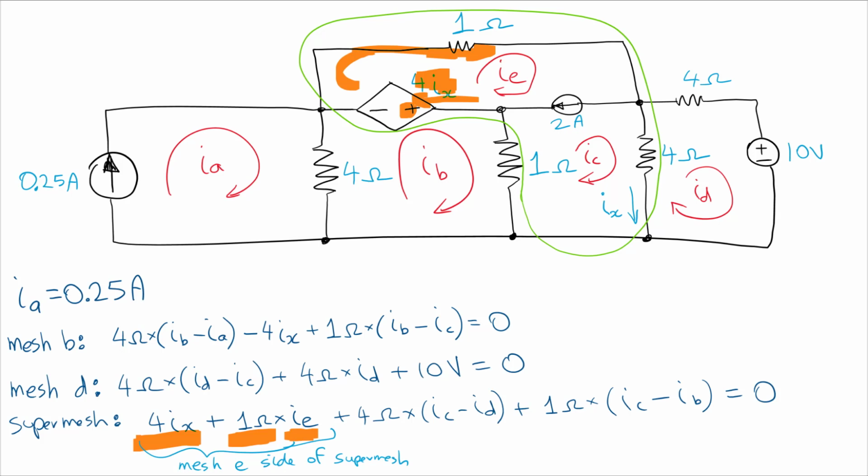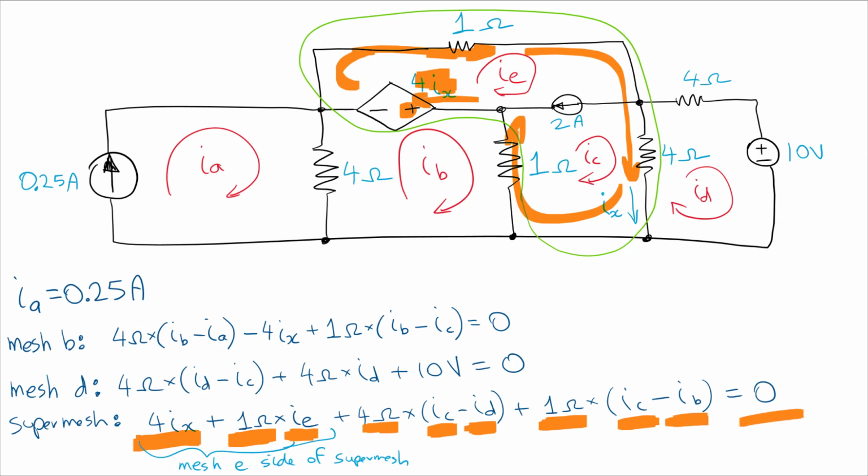So then we come around to the other side, keep going down, and we go through the 4 ohm resistor, and that's what we see here. And so now we have the IC mesh current in that direction, so we have a positive IC, and the ID mesh current is in opposition, so we have minus ID. And then we come around, go through the 1 ohm resistor, and then we have the IC mesh current and in opposition with IB, so it's minus IB equal to 0. And so then this side is the mesh C side of super mesh.